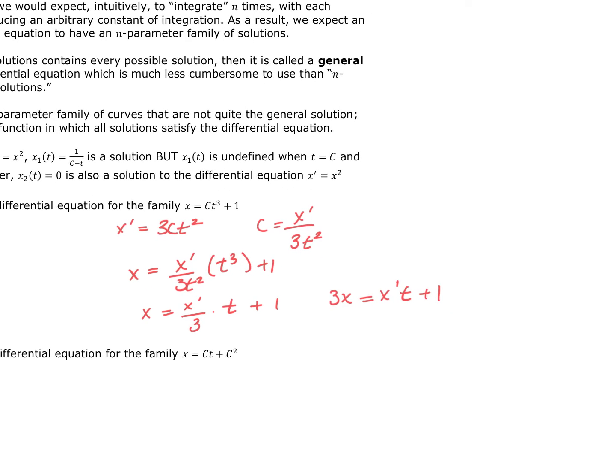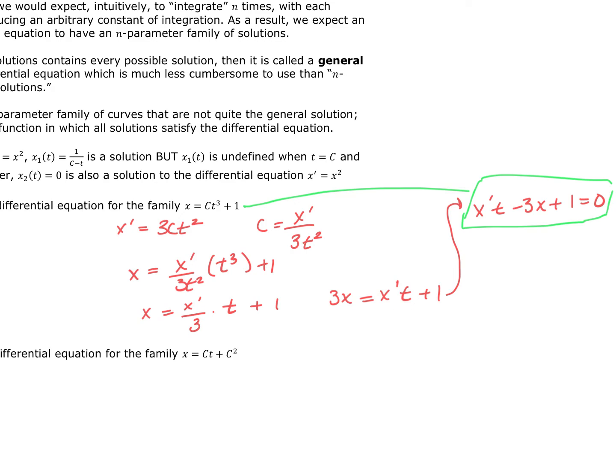And what we typically like to do is have x prime equals something, but you don't necessarily have to do that. We could bring everything to one side of the equation, and so we get x prime times (t plus 1) minus 3x equals 0. And this is a differential equation for this family of functions.